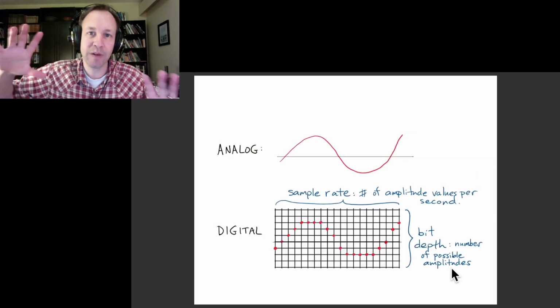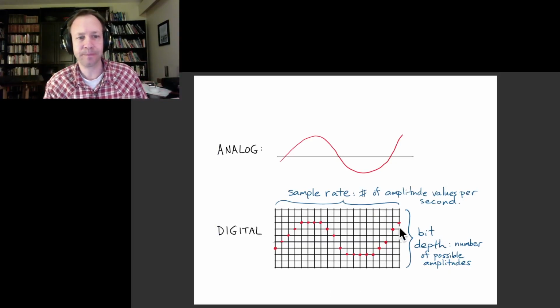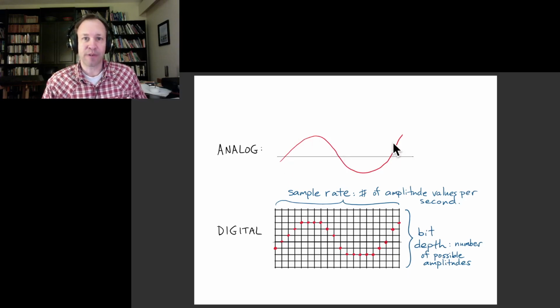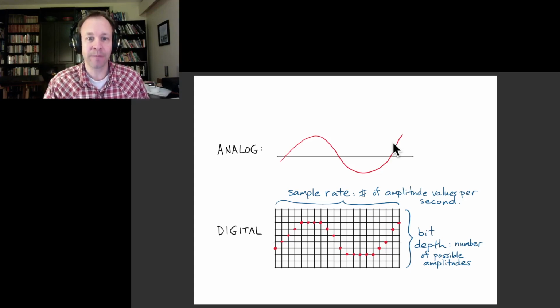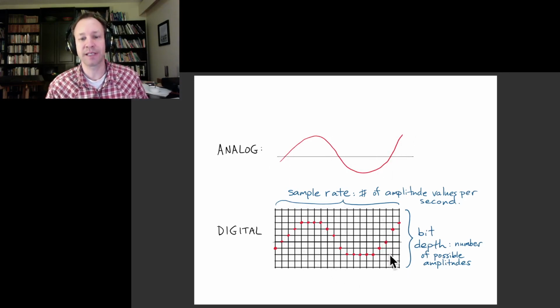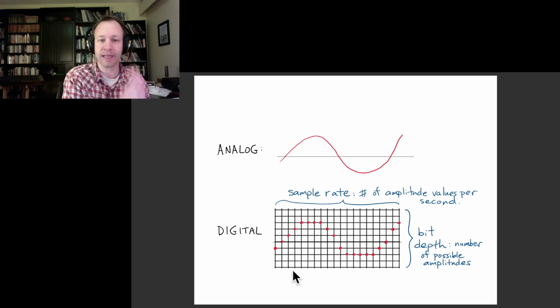Okay, so just to help you understand this a little bit better, I've got another example here, where on the top is a graph representing an analog signal, and on the bottom is the digital version of that. So this could be the time graph for a sound wave, and this would be our digital representation. And so you see that it's discrete both in time.